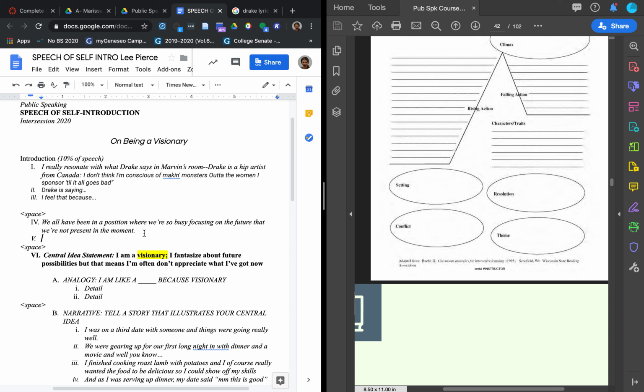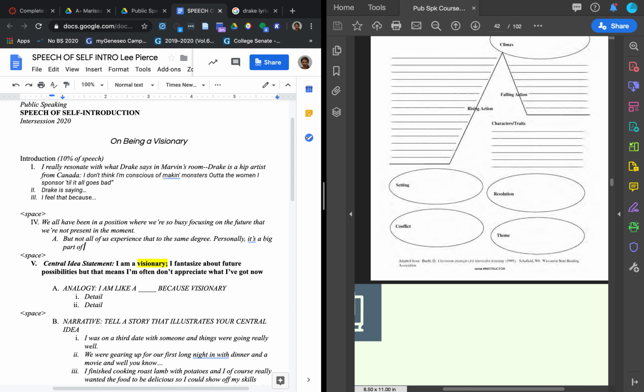And then you make a little transition statement, because if you just jump to the central idea, it's going to seem really abrupt. So you might say something like, but not all of us experience that to the same degree. Personally, it's a big part of who I am, right?